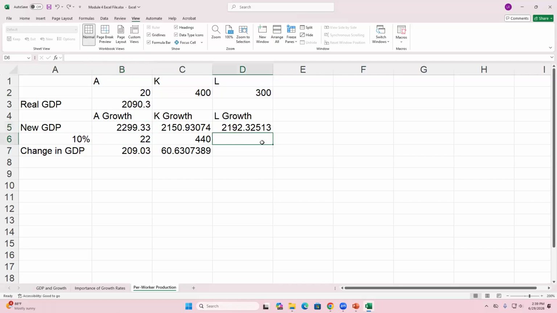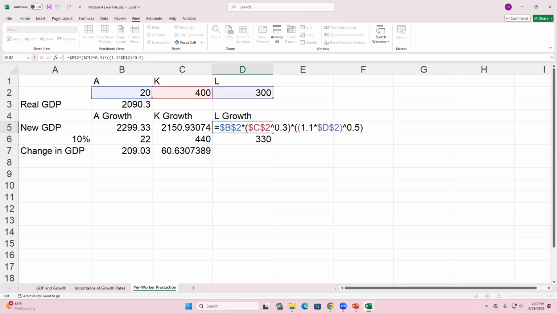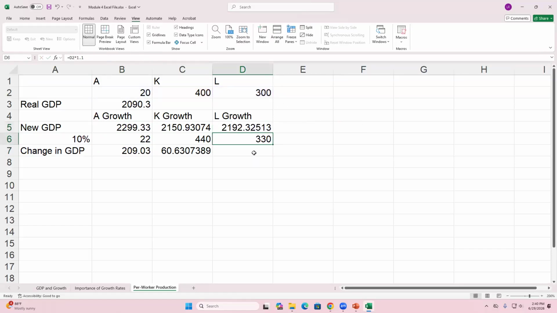We could then do the same thing for labor, right? A 10% increase would be 300 times 1.1. If I use that 330 in my equation, or I can just multiply the old amount by 1.1 instead of breaking it down to intermediate steps. Well, here, from labor, that change was my new GDP minus the old. There I see that increasing labor by 10% actually increased my real GDP by more than that 10% increase in capital, but still less than that 10% increase in total factor productivity.